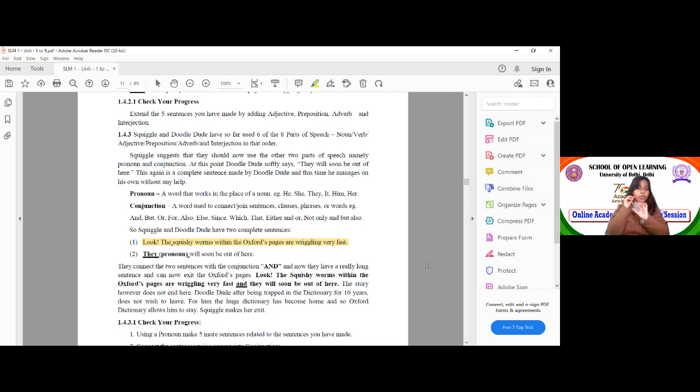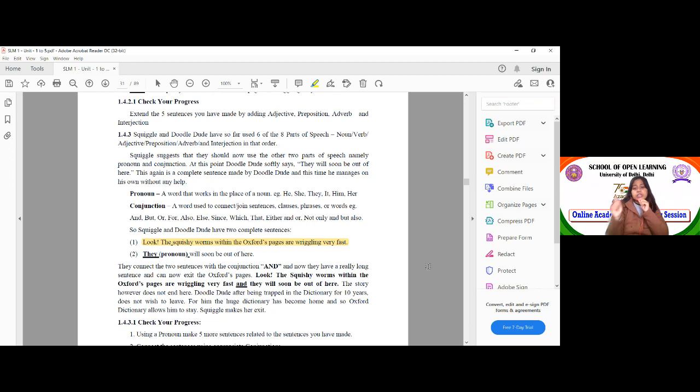So I just said what a pronoun is. A pronoun is what works in place of the noun. So instead of saying squiggle and doodle dude will soon be out of here, it is said they. So squiggle and doodle dude together make they. Instead of saying such a long thing, they have replaced it with they. Now you can see there are two sentences and there is a connecting idea. So they join the two sentences with the conjunction and.